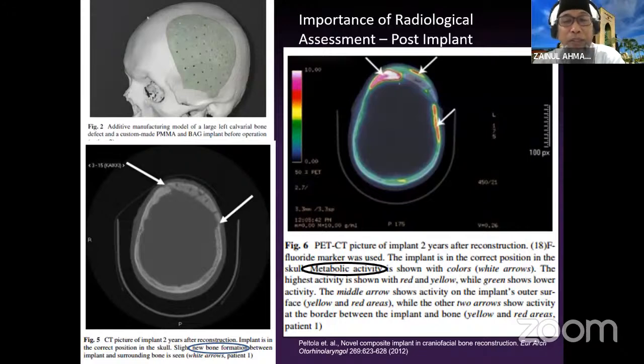So in other words, the post-operative assessment is very important radiologically to see the progress of this implant. I think this is the most important for radiologists, maxillofacial radiologists, to observe if there is any failure or rejection of this implant. So radiology must be one of the methods for post-operative assessment.